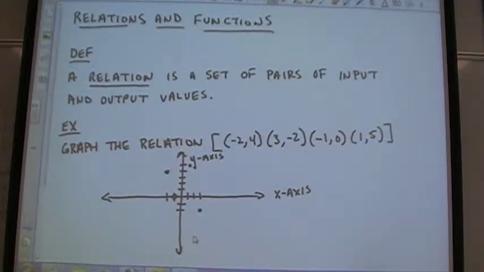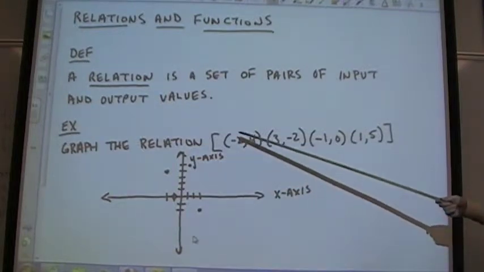Relations and functions, go ahead and write down the definition. A relation is a set of pairs of input and output values. So basically it's a set of coordinates, x and y values. Input is the x, output is the y.